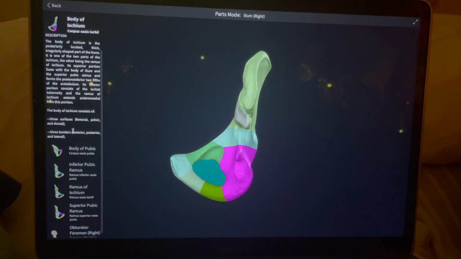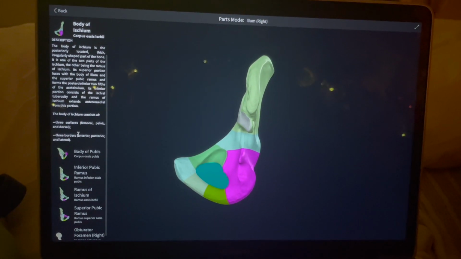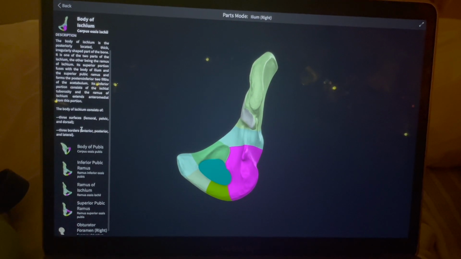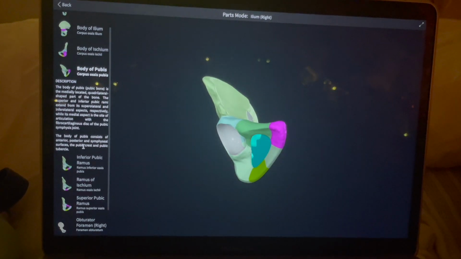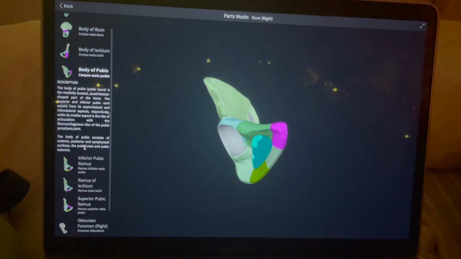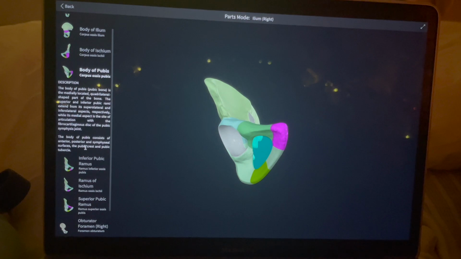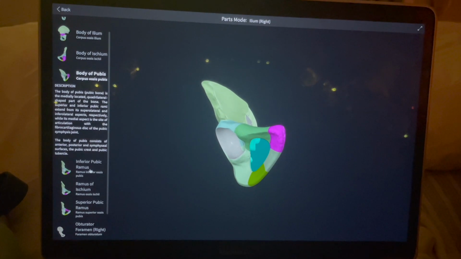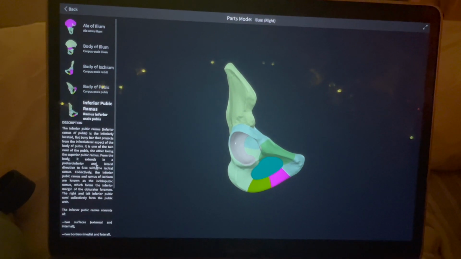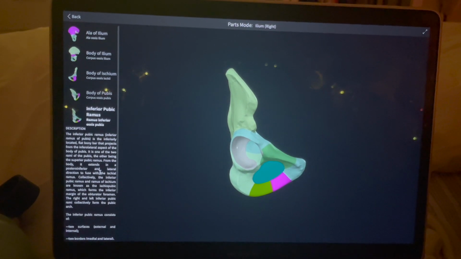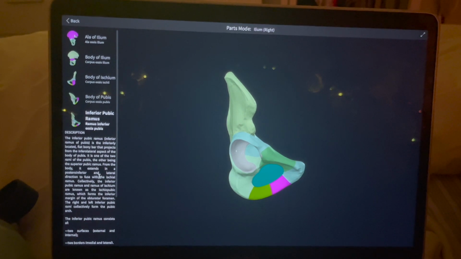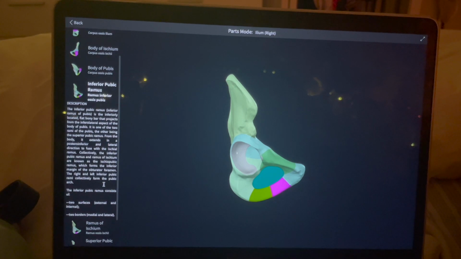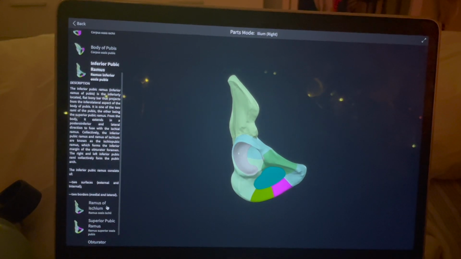And then we have the body of the ischium. This is going to be posteriorly located, and again, it's what's highlighted in pink. We have the body of the pubis as well. This is going to be medially located, and it's a quadrilateral shaped part of the bone. And again, that's going to be in pink. We've got the inferior pubic ramus. It's also inferiorly located, and it's a flat bony bar that projects out of the lateral aspect of the body of the pubis.